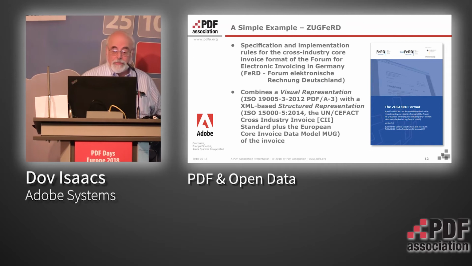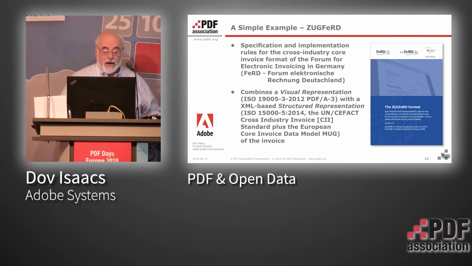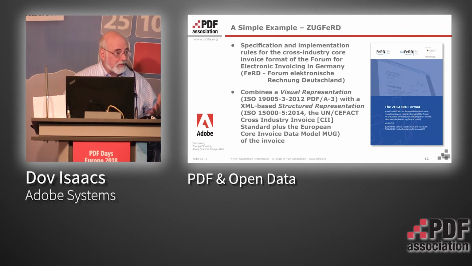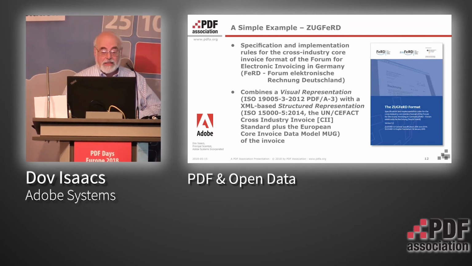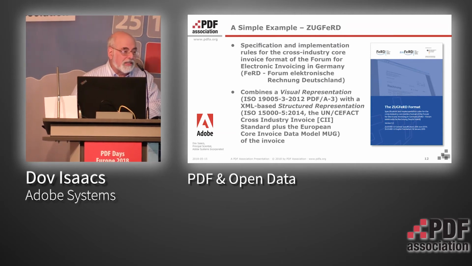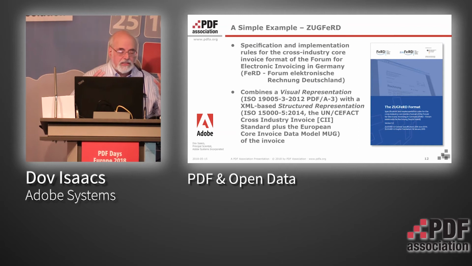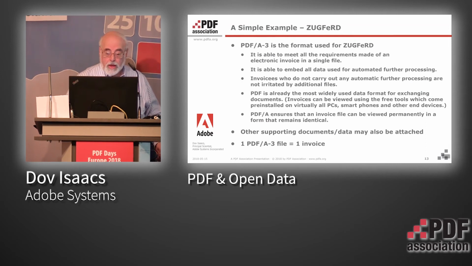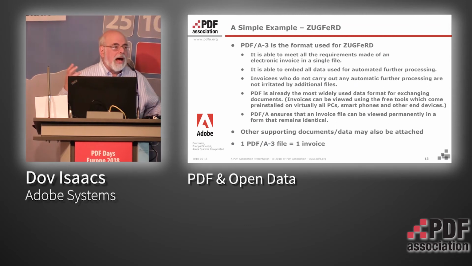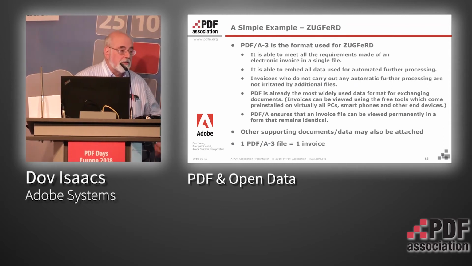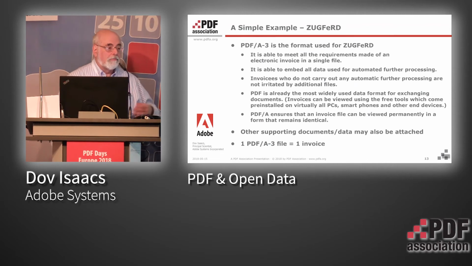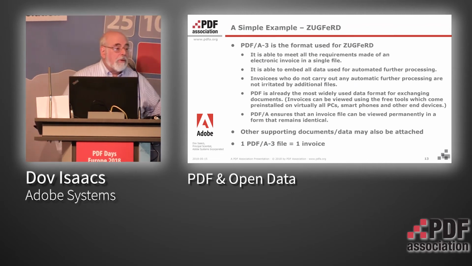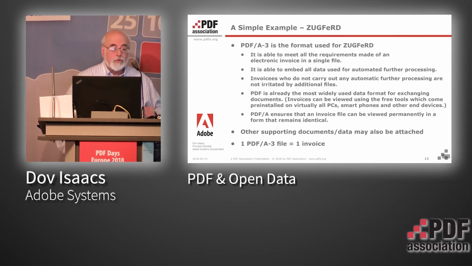It contains a visual representation of an invoice, PDF A3, it's specific in the specification, with an XML-based structured representation of the actual invoice data so that this can be machine processed. And because it is A3, it meets all those particular positive attributes. It also allows you to put in other attachments, for example, receipts, a laundry list, whatever you want. I'm not going to get into what other things could be in there. In this particular case, one PDF A3 file equals one invoice.